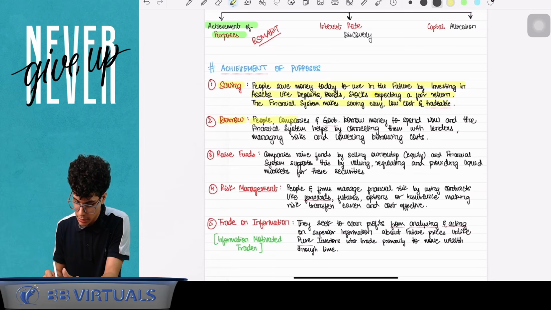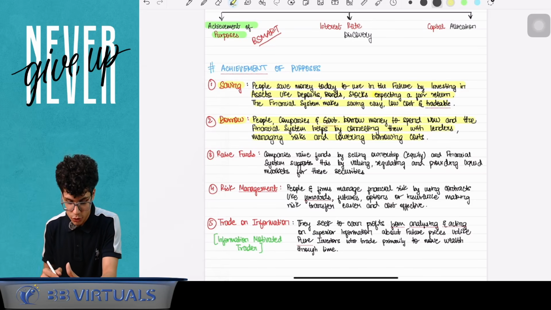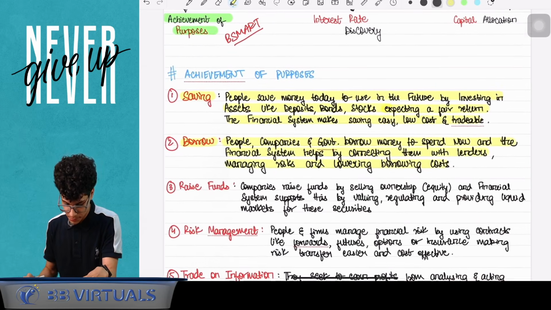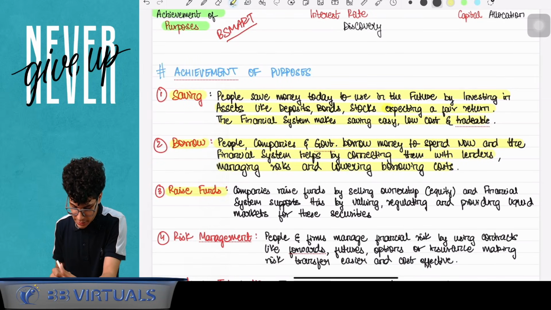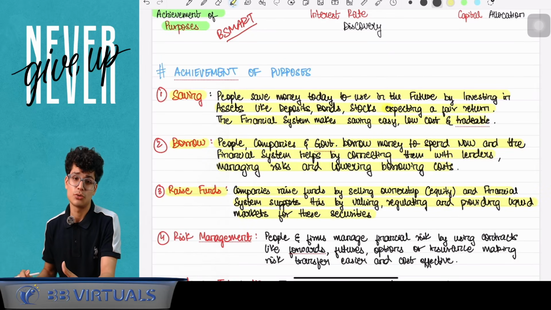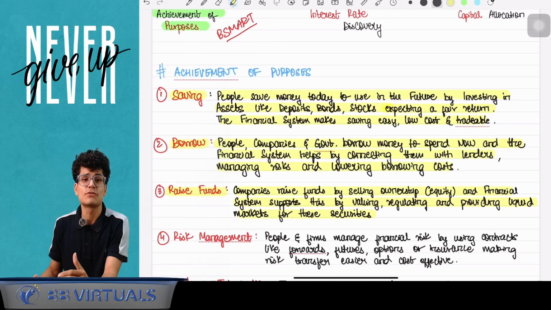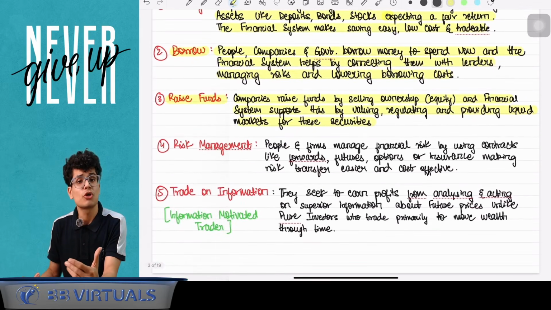What is the other purpose? Borrow. People and companies and governments borrow money to spend now, and the financial system helps to connect them with lenders so that helping them manage risks and lower the borrowing cost. है ना? So what do? They act as an intermediary. फिर आता है to raise funds. Companies raise funds by selling ownership or equity and financial system supports them by valuing, regulating, and providing liquid markets for these securities. So unless and until there are liquid markets where there is easy buying and selling of such securities, the financial system would not make a point.